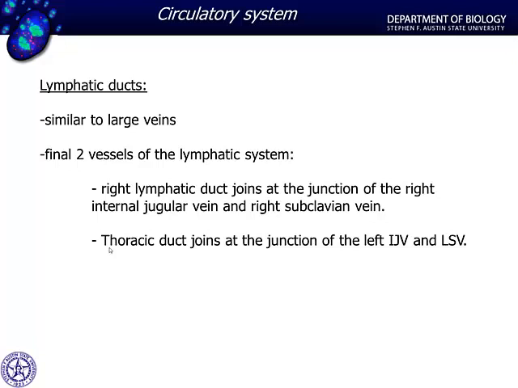circulation. So the right lymphatic duct is going to join back into the circulation at the junction between the right internal jugular vein and the right subclavian vein, whereas the thoracic duct is going to join at the junction of the internal jugular vein and the left subclavian vein.